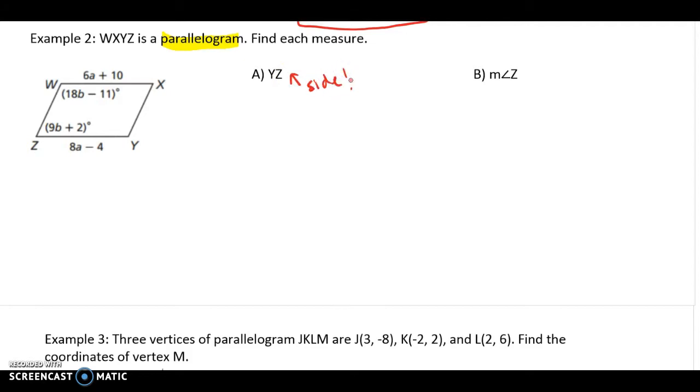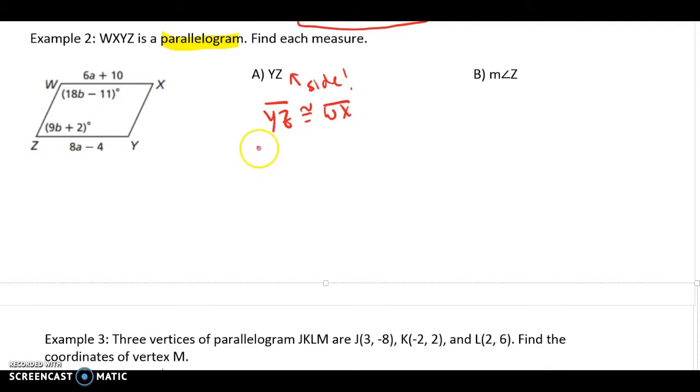Not an angle. So sides mean, what variables are we looking at, A or B? We should be looking at A. So please do not try to throw in the B here, okay? So let's look at the 6A plus 10 and the 8A minus 4. Well, YZ is 8A minus 4. Now, how does that relate to the 6A plus 10? Well, we know YZ is congruent to its opposite side, WX, right?